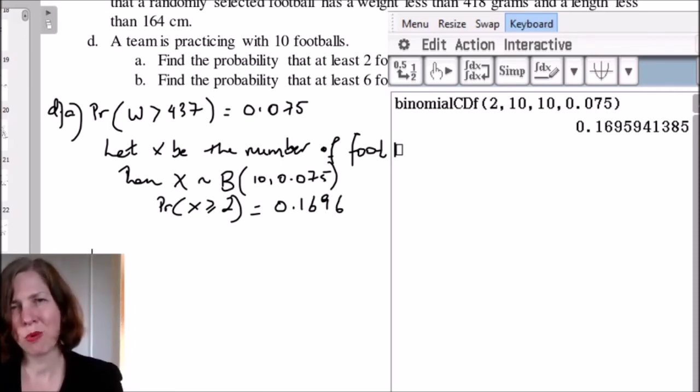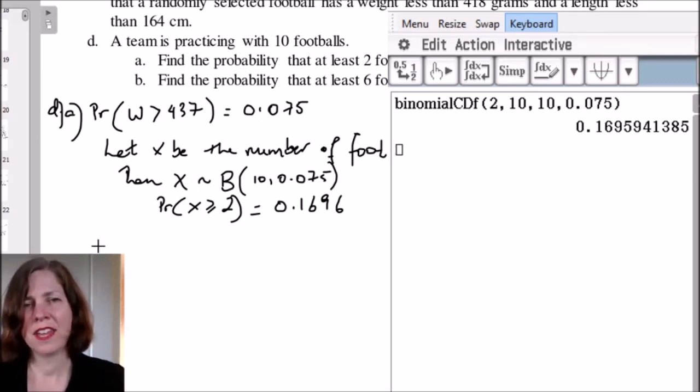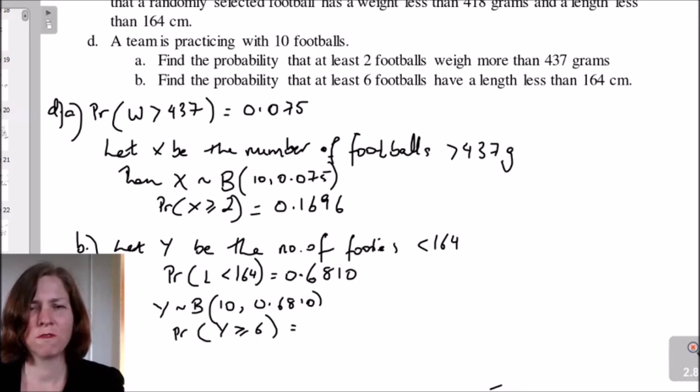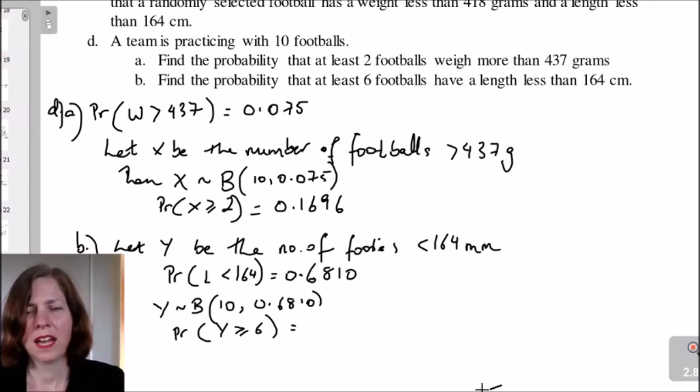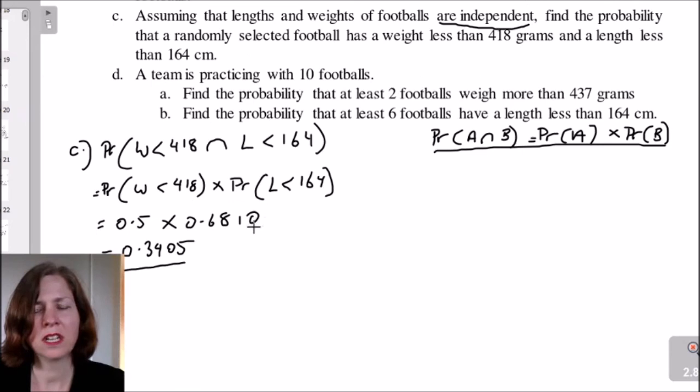So again, pause now and see if you can figure out B, and then hit play again to see how you went. Okay, so there's what I've done so far. Did you define a new variable in part B? Let y be the number of footies less than 164 millimeters. The probability that the length is less than 164, we calculated this in the previous question, so I didn't recalculate it. I simply went back, had a look what I had done on the previous page. There it is, 0.6810, because we'd already done this question.